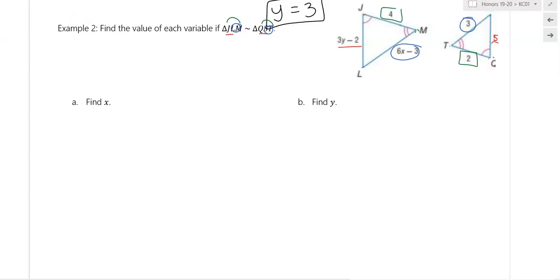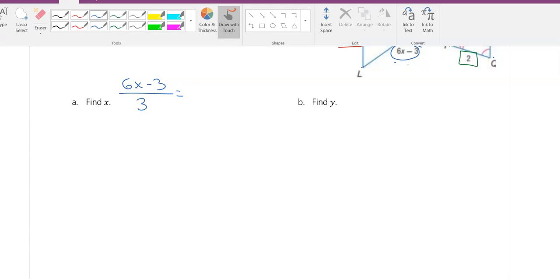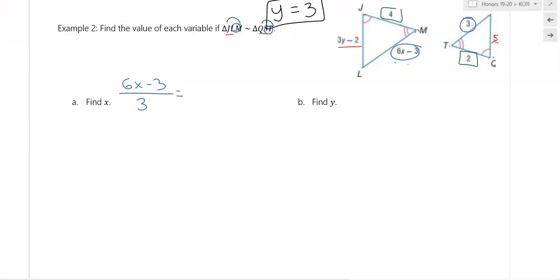Alright, solving for x. x is in my blue side here. So I have 6x minus 3. I'm going to put it over the other blue side, so over 3. And then the next number I'm going to use is the green numbers because they're both numbers. If I look at the red, one of them has a variable, so I don't want to use that when I've already used a variable. So I'm going to use these two. I started on this shape, so I have to choose that 4 first. Over 2.